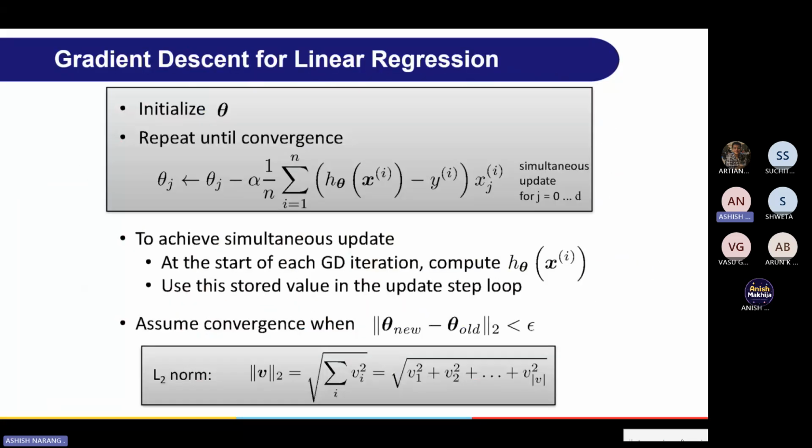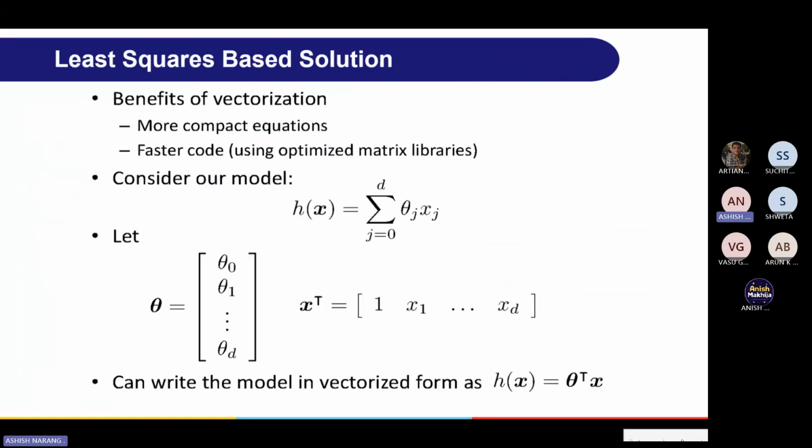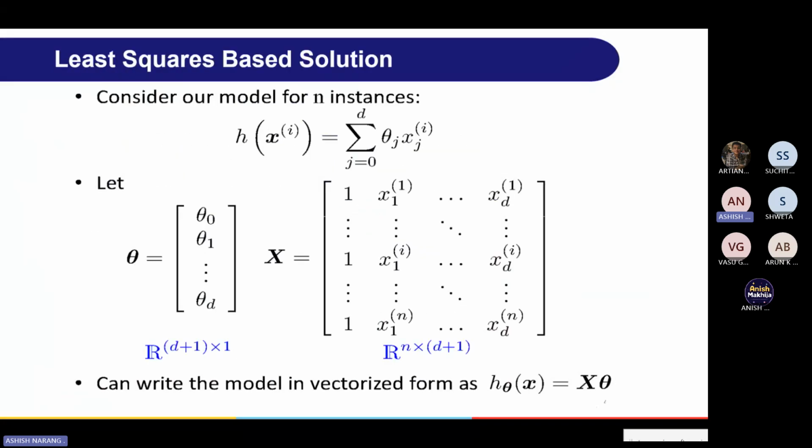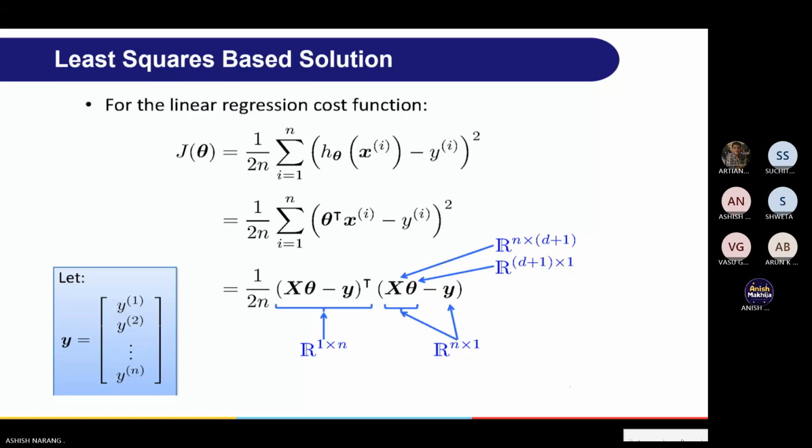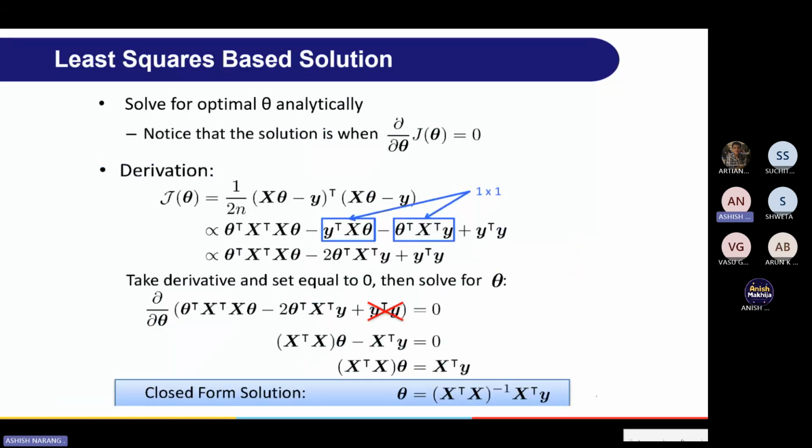Okay, this is another form of solution that we can come up with, for theta 0 and theta 1. That is known as a closed form solution, which is done using matrices. Earlier, I was saying I can represent my weights as this and the data set as this, and H of x is my prediction function.